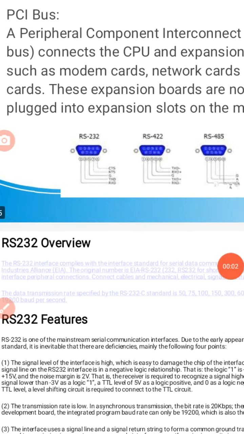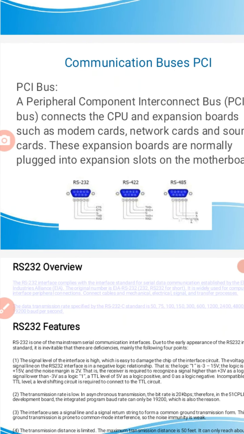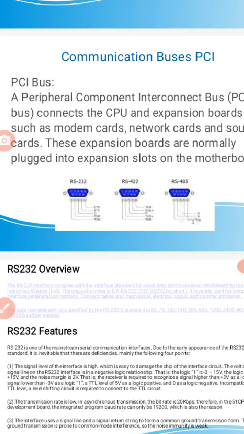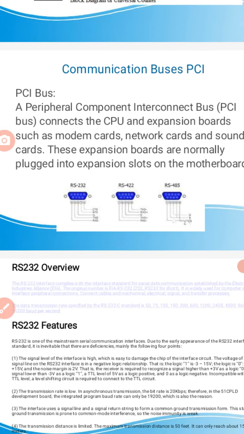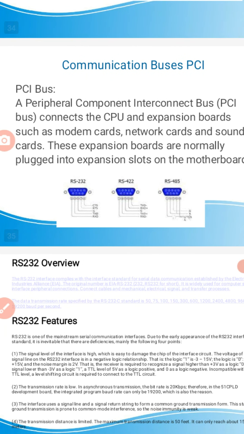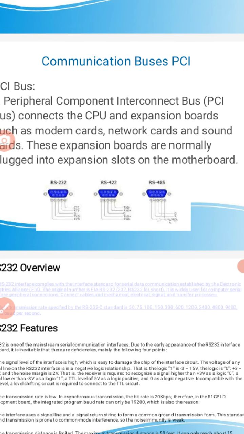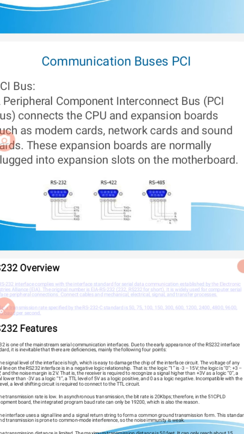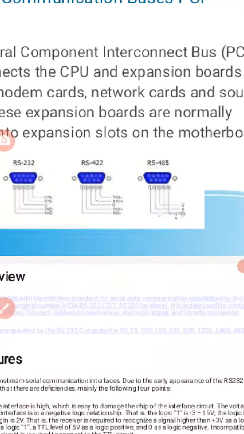Good morning, students. Today we are starting with communication buses: the Peripheral Component Interconnect. A PCI bus connects the CPU and expansion boards such as modem cards, network cards, sound cards, TV cards. Whatever you want to connect can be connected through the Peripheral Component Interconnect. These expansion boards are normally plugged into expansion slots on the motherboard.